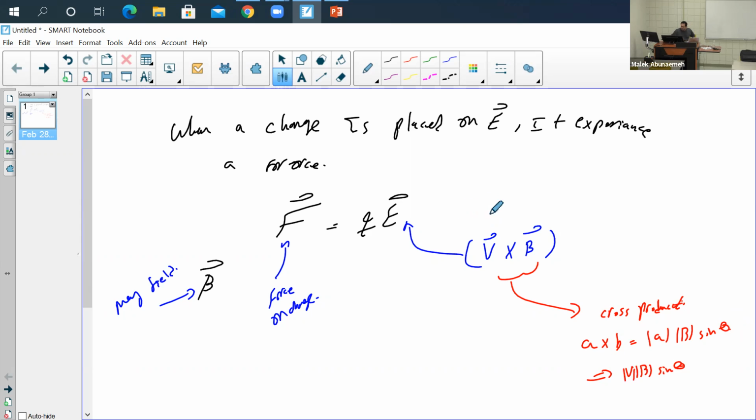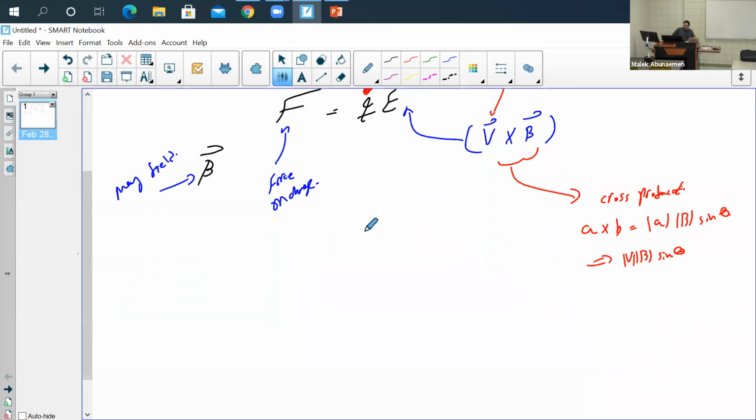And again, let me put this. This is going to be the velocity of the charge, and Q, that's your charge. So really, if you substitute this, your force is going to equal the charge multiplied by the velocity of the charge multiplied by the magnetic field multiplied by the sine of the angle between them.